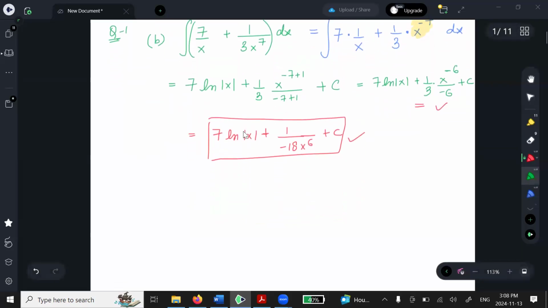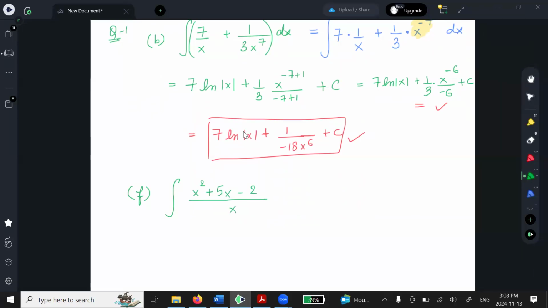Number F of the same question. Number F is, so now I have x squared plus 5x negative 2 divided by x dx. There is no quotient rule or product rule for integration. This is the sign of integration. So I have to simplify this. How do I simplify that?